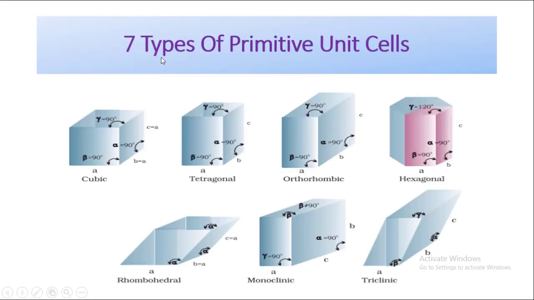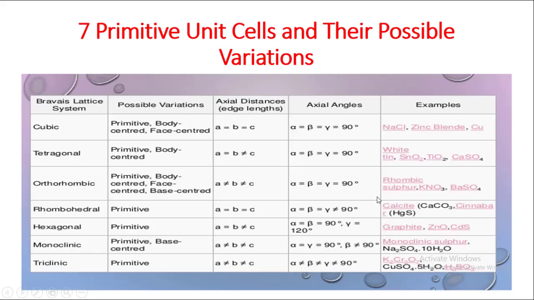So these are the 7 different types of primitive unit cell, that is cubic, tetragonal, orthorhombic, hexagonal, rhombohedral, monoclinic and triclinic. Let us see these 7 types of primitive unit cell in more detail in these slides. So these are the 7 primitive unit cells and their possible variations.